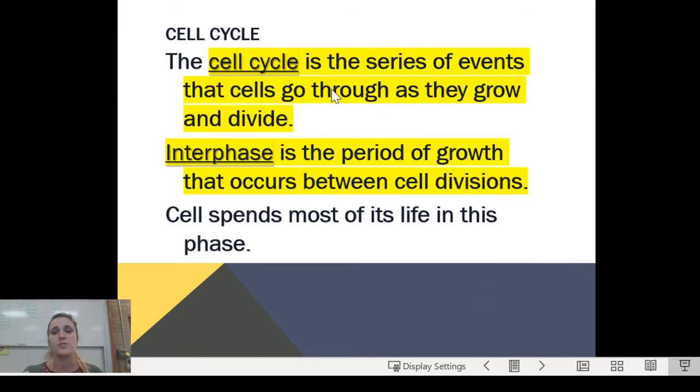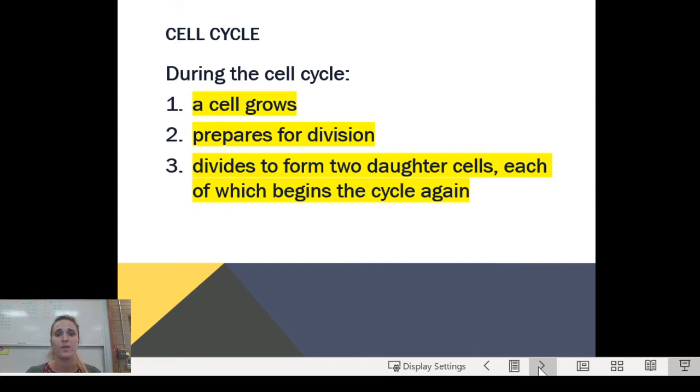The cell cycle is a series of events that cells go through as they grow and divide, and we're going to take a closer look at what the cycle actually looks like. Interphase is a period of growth that happens between cell divisions. Before a cell can divide, it has to grow. When a cell is teeny tiny and new, it's not going to divide right away. It has to grow and get big enough. The cell spends most of its life in interphase, this period of growth. During the cell cycle, the cell grows larger and gets ready for division. Once it divides, it splits into two daughter cells, which are identical to each other, and then the cycle starts again for those individual cells.